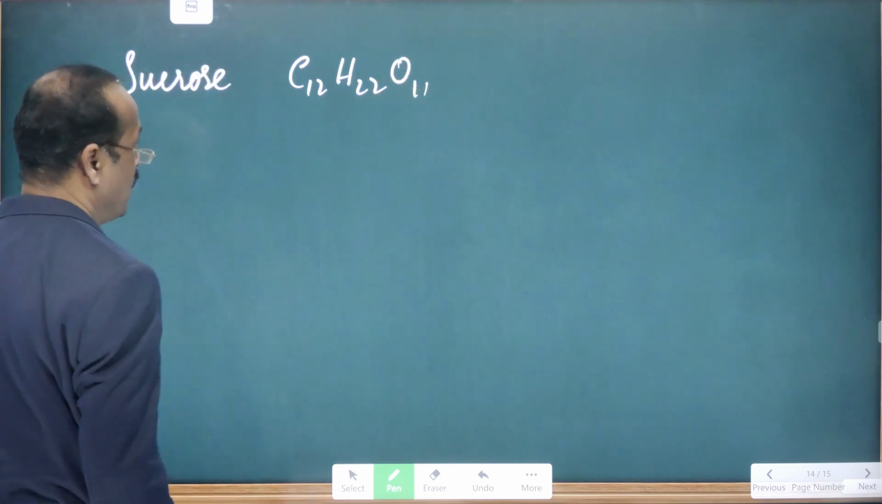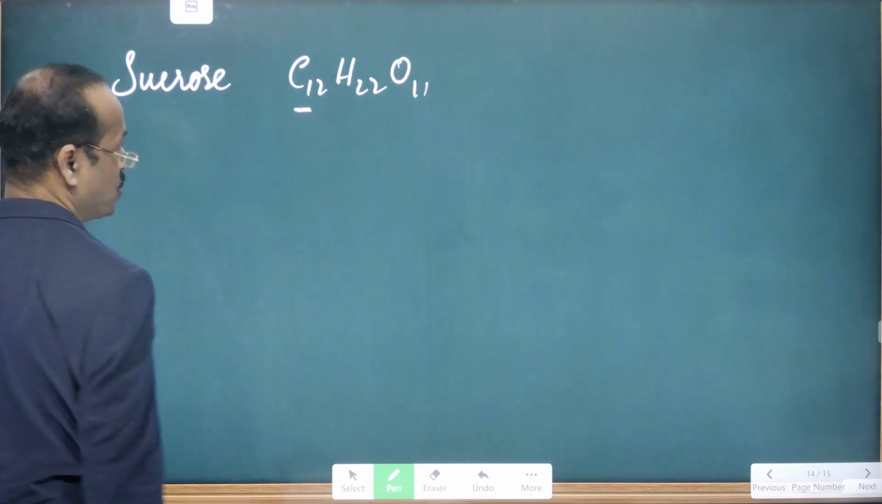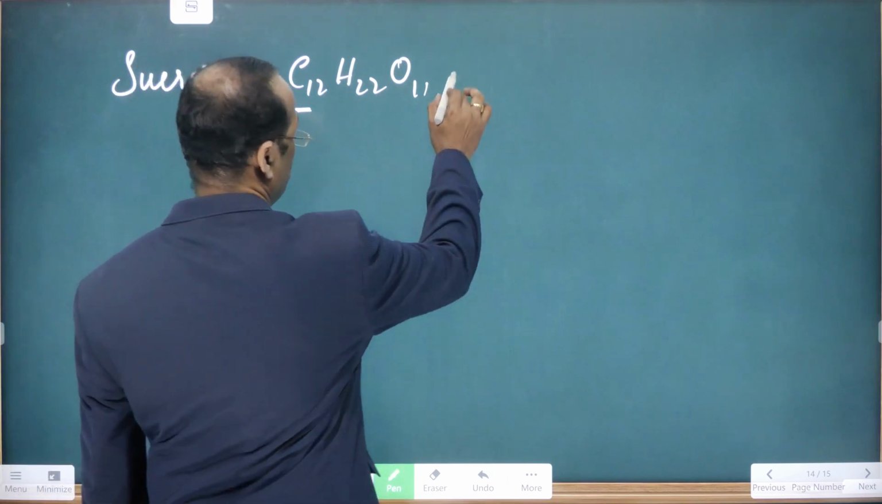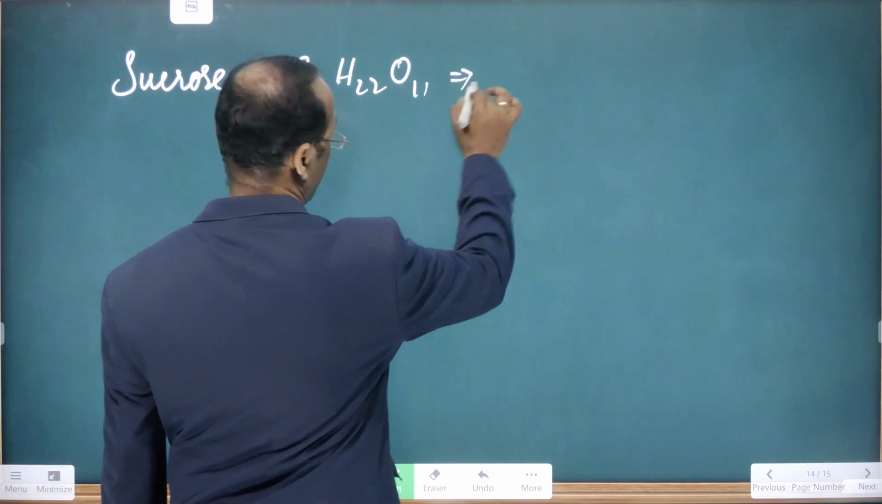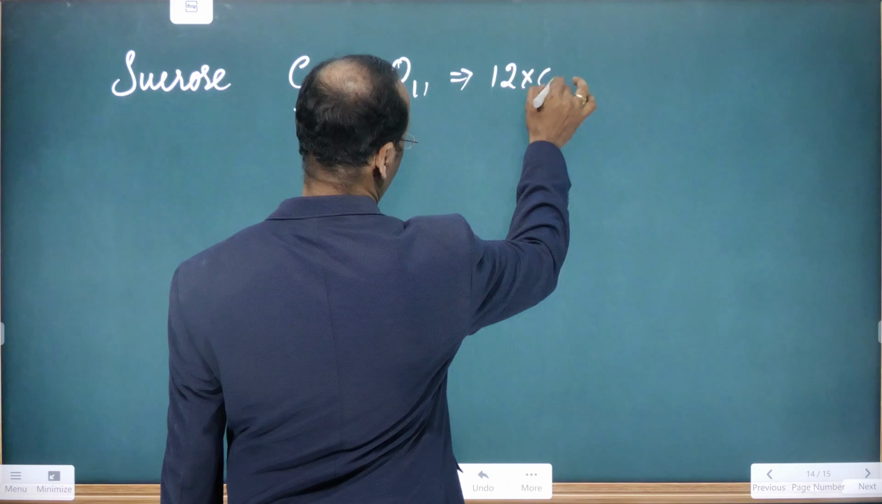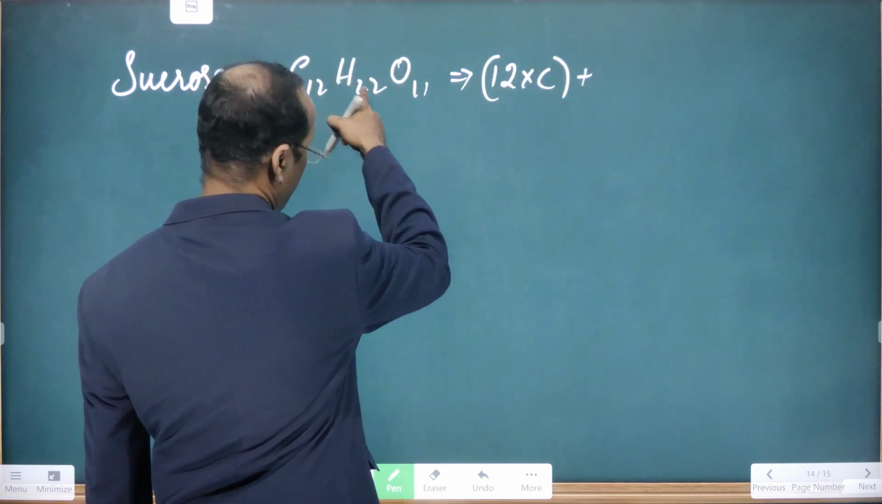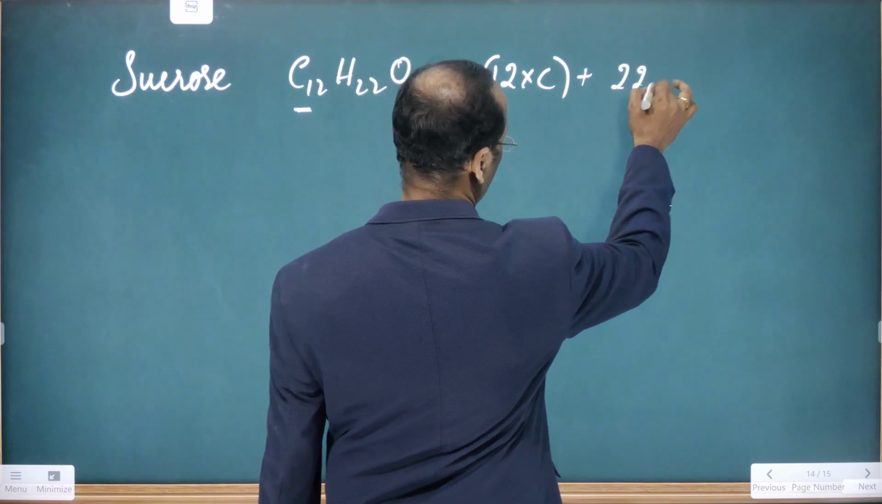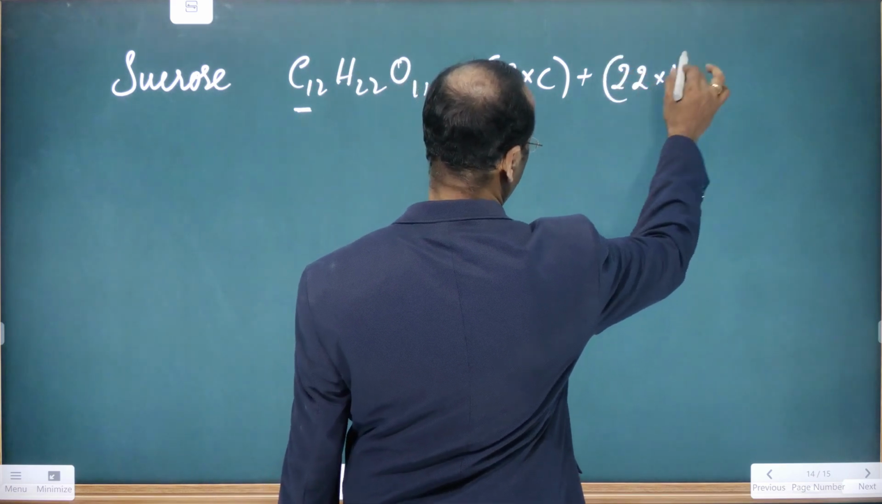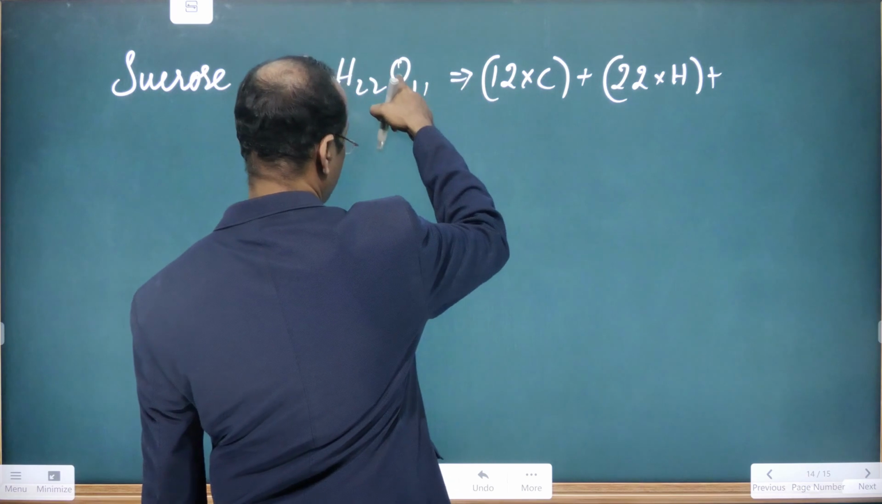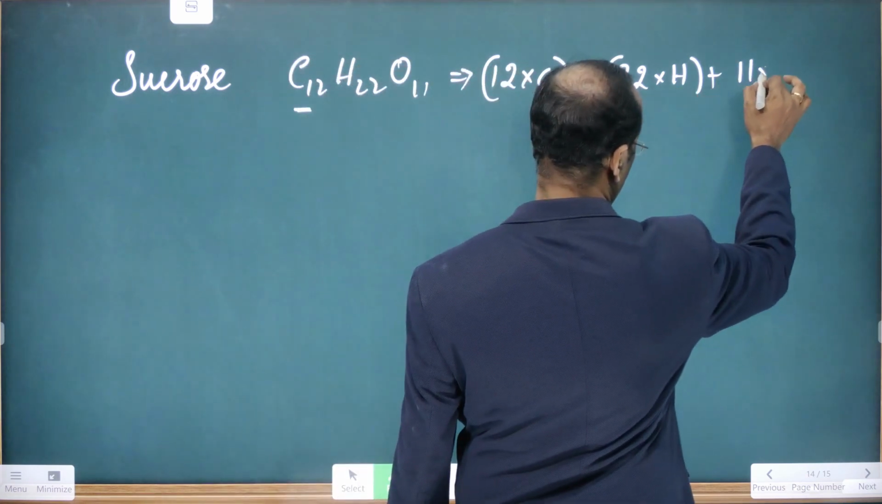C12H22O11. This is a formula. In this I want to find the oxidation number of carbon. So what can I do? See here now. How many carbons are there? 12 carbons. So 12 into carbons, plus H22. 22 hydrogens are there, so 22 into hydrogens. Right? Plus how many oxygens are there? 11. So 11 into oxygens.